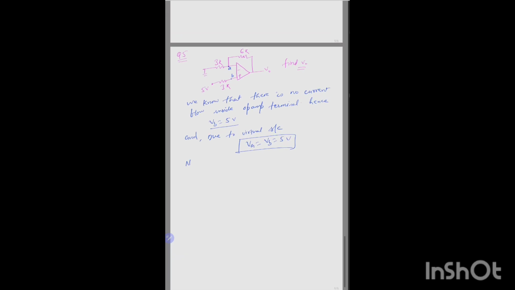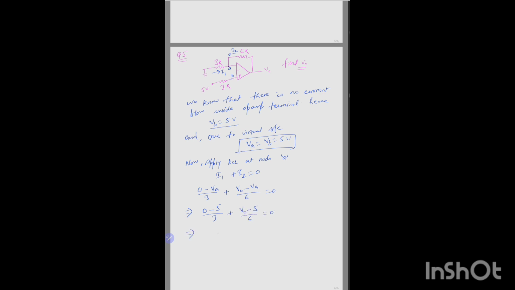Now, after that, what will we do? Now apply KCL at node A. Then give I1 here and I2. Sum of incoming current is equal to sum of outgoing current. I1 plus I2 equal to 0. I1 equal to 0 minus VA upon 3, plus I2 equal to V0 minus VA upon 6, is equal to 0. Or 0 minus VA, equal to 5 volt, upon 3 plus V0 minus 5 upon 6 is equal to 0.